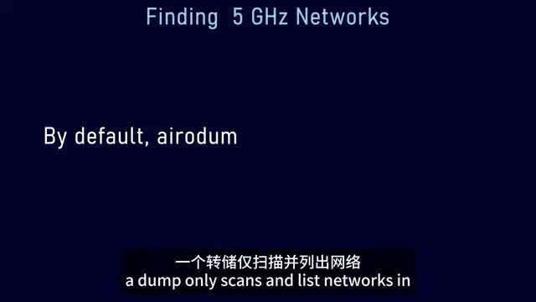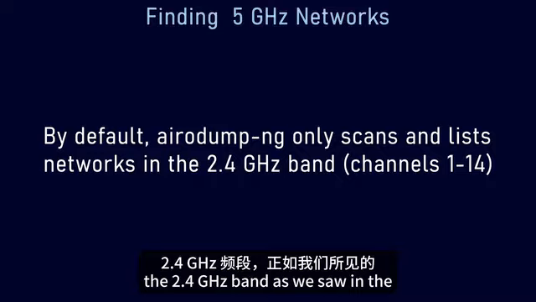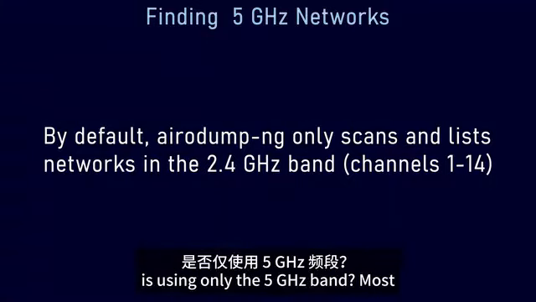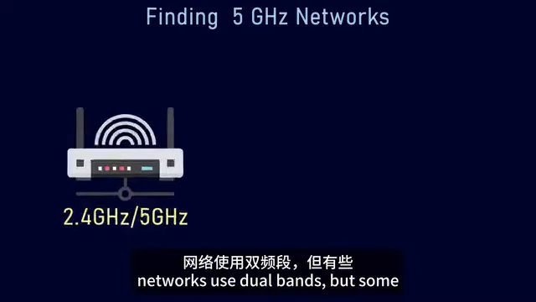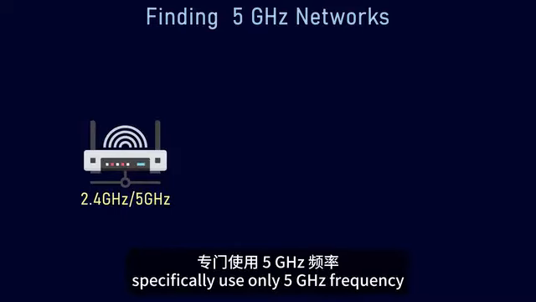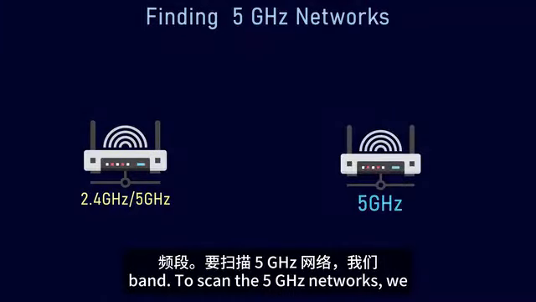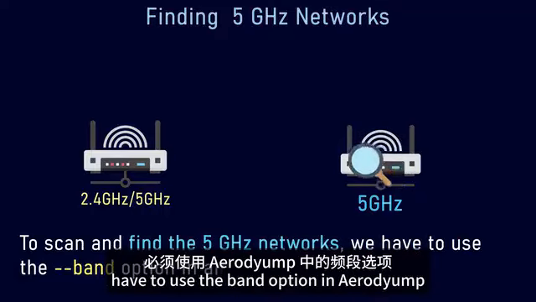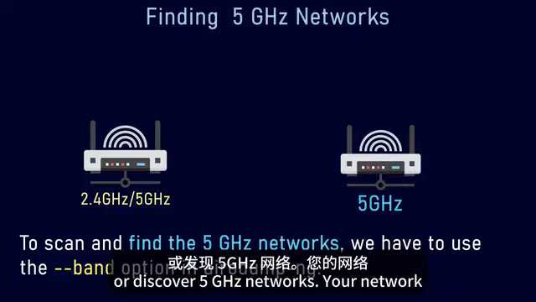By default, AeroDump NG only scans and lists networks in the 2.4 GHz band, as we saw in the previous video. Now, what if a network is using only the 5 GHz band? Most networks use dual bands, but some specifically use only the 5 GHz frequency band. To scan the 5 GHz networks, we have to use the band option in AeroDump NG. Remember, this is important to scan or discover 5 GHz networks.